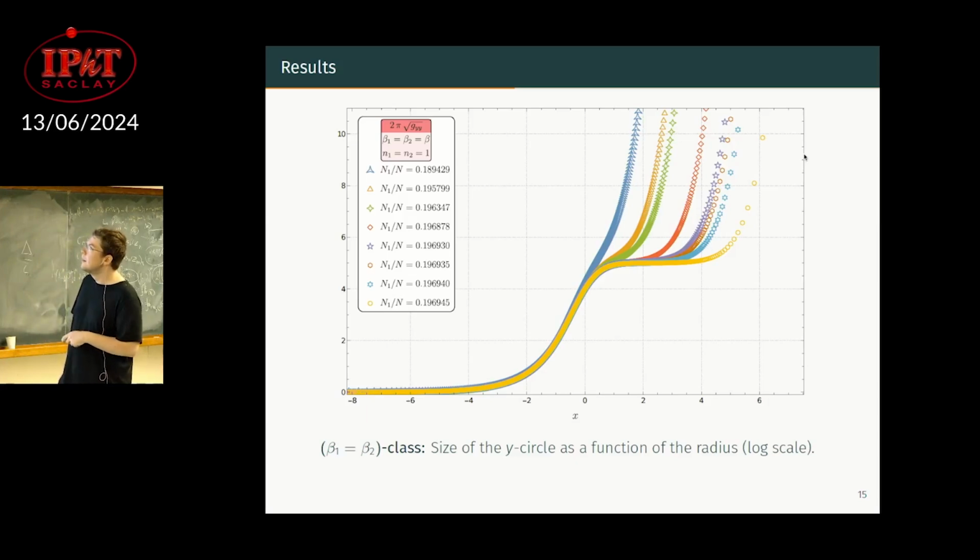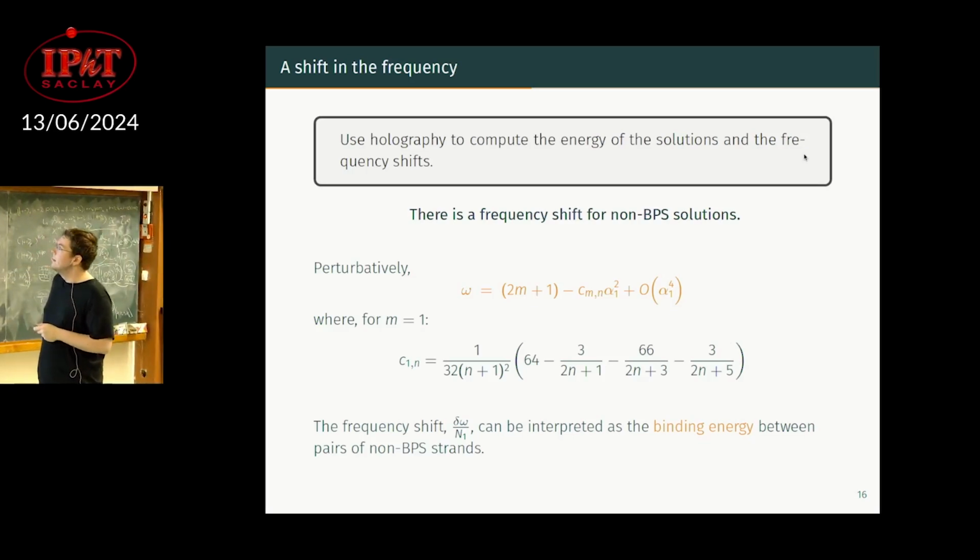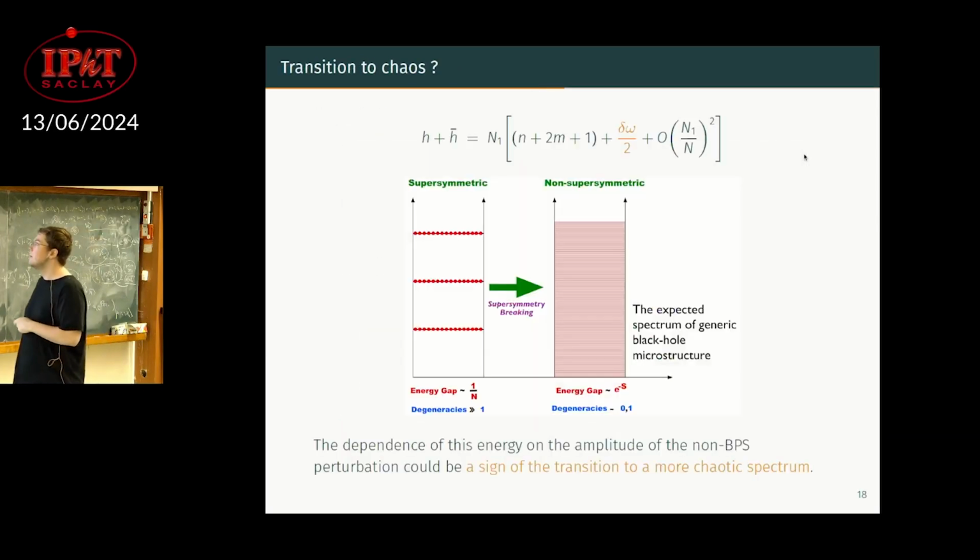So what can we learn about those solutions? One of the things that we learn is that there is a frequency shift. We can compute this shift using holography, and it looks like this. At first order we have the integer mode that we've chosen, and then at higher orders we have corrections that depend on the amplitude of the perturbation, and it also depends on the mode number that we choose. This frequency shift in the CFT, we can interpret it as a binding energy between pairs of non-BPS strands, and what we are really interested in is the energy that depends on this frequency shift.